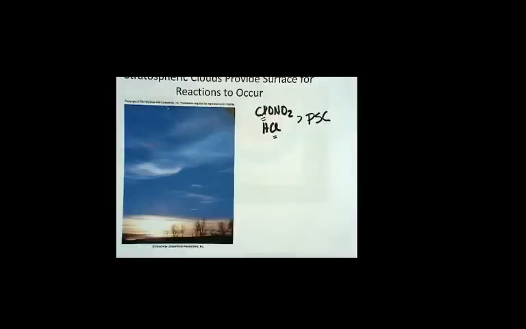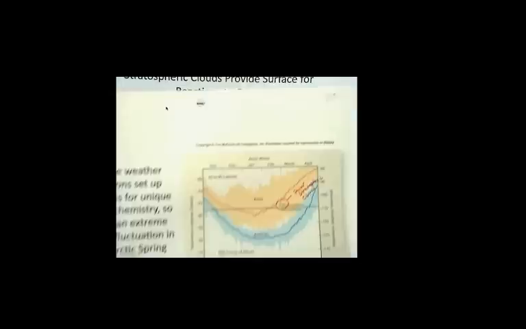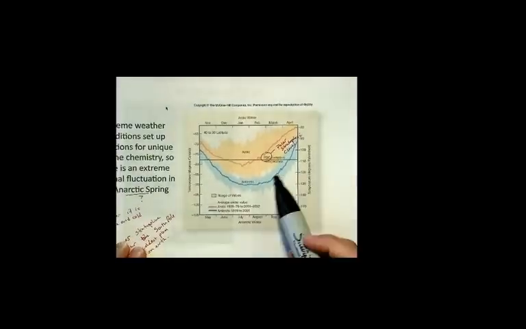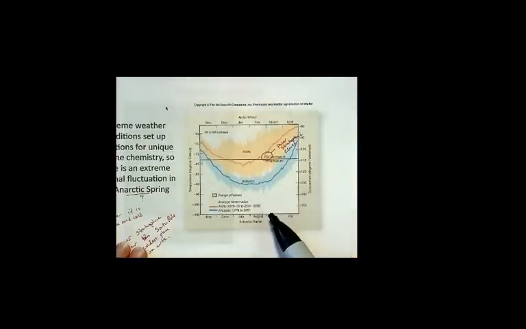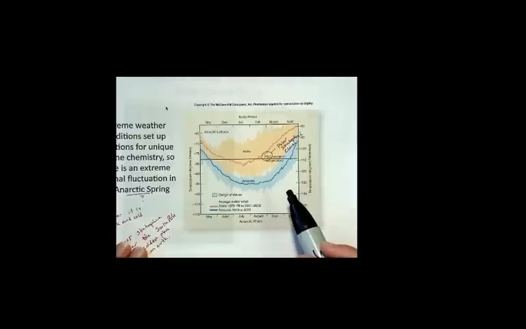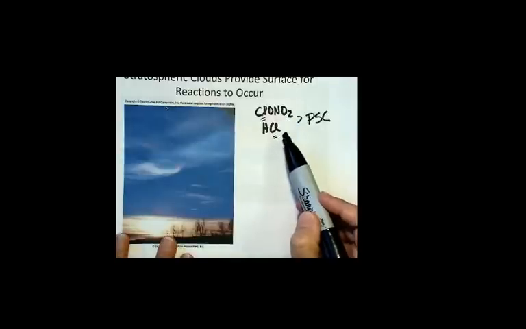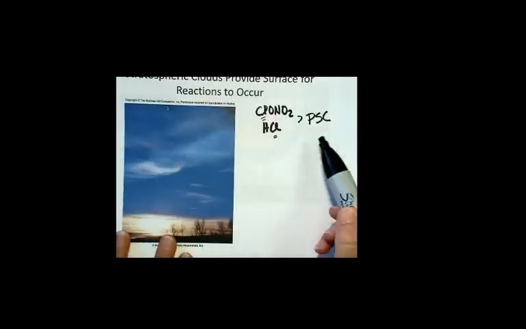But once the sun comes out, and it's still very, very cold in September, if you look back at this plot here, in September, it's still very, very cold. You still have, in the Antarctic, the appearance of these polar stratospheric clouds, but the sun's coming out. So you've got a solid surface with these molecules stuck to it, plus the sun coming out. So then you have the presence of the clouds and then ultraviolet light.